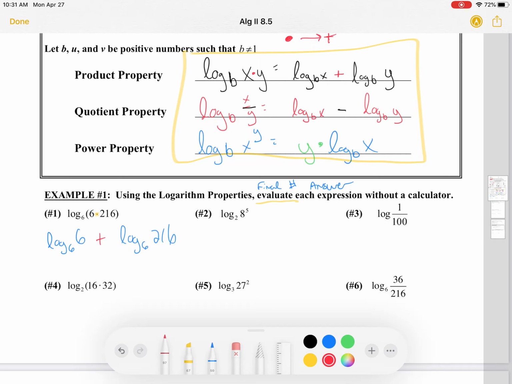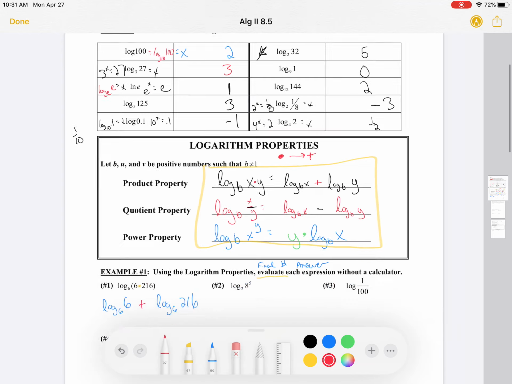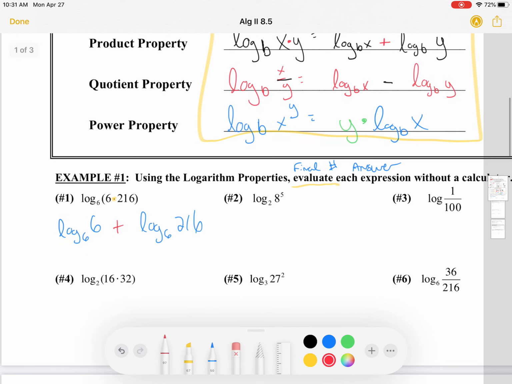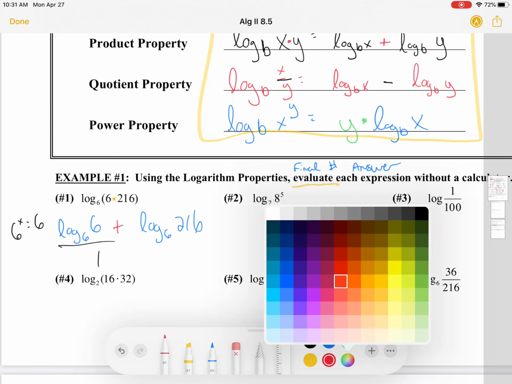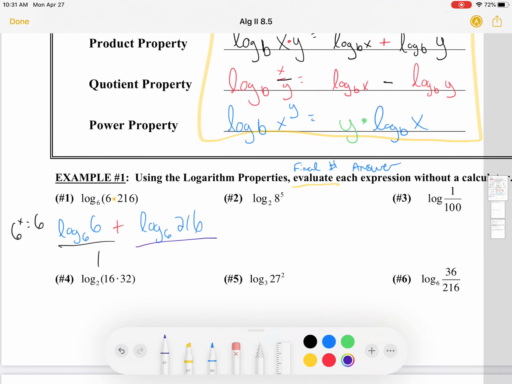Well, how the heck does that help me? It got bigger. I'm trying to get a final number answer, Mr. Elder. How does that help me? Well, we're going to combine what we did up here to solve this. So log base 6 of 6, that's saying 6 to what power is 6? Well, that's 1.